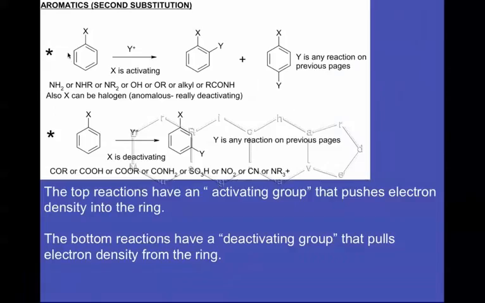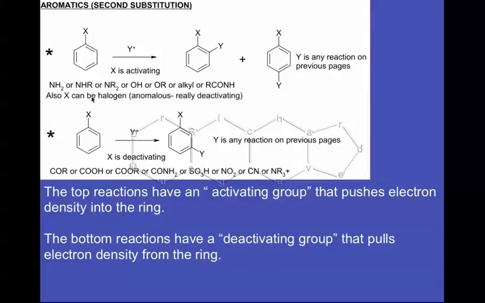I'd now like to talk about what happens if we already have a group on the ring, and we're going to see what happens when we attempt a second substitution. Now, the second substitution that occurs will occur in accordance with whatever is already connected to the ring, and we have to look at the nature of what's connected to the ring.